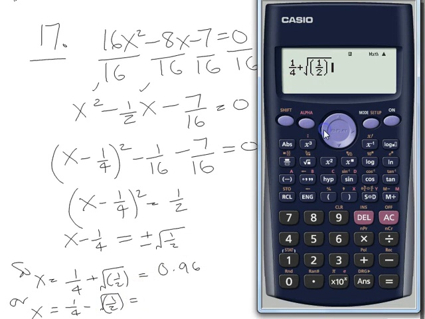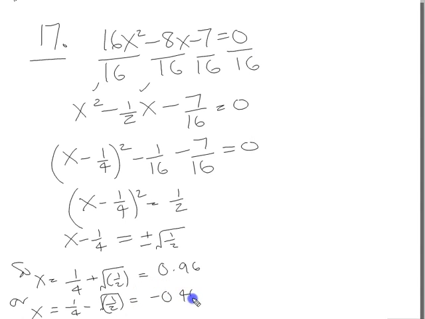Let's just toggle back then, back to our plus, right here. And we need to put in a minus, don't we? So let's delete that entry, and we'll put a minus in. Quarter minus the square root of a half, and we get that, which is minus 0.4, and the 5 rounds up to a 6, doesn't it? Minus 0.46. Okay. There's our answers then.